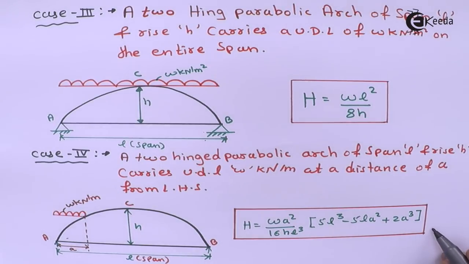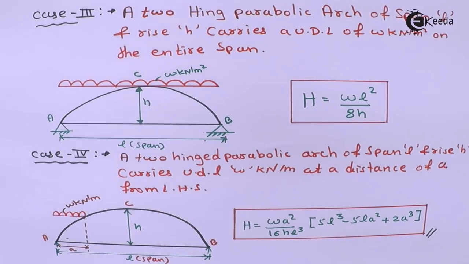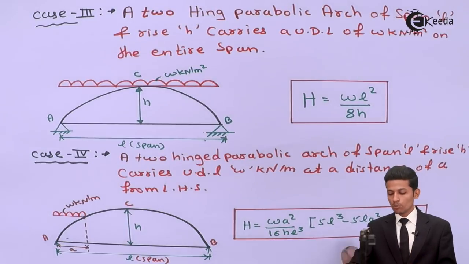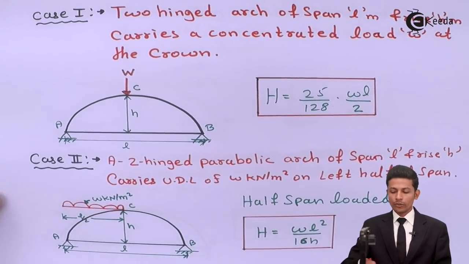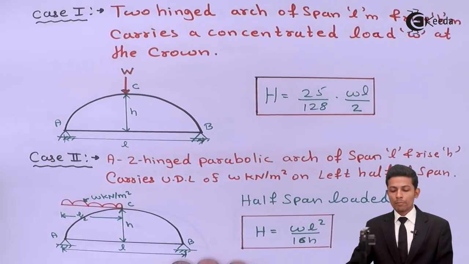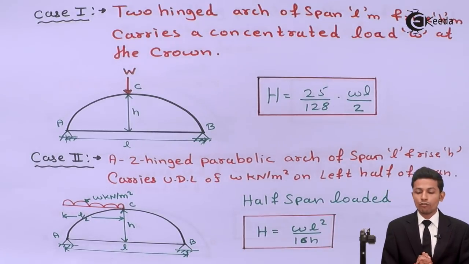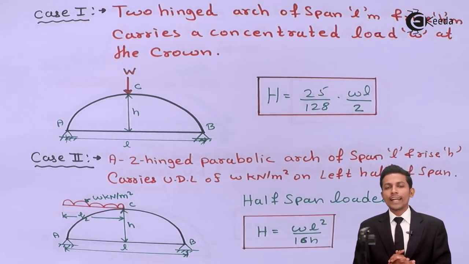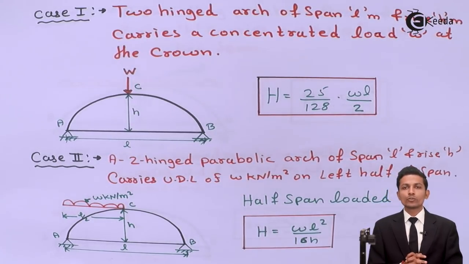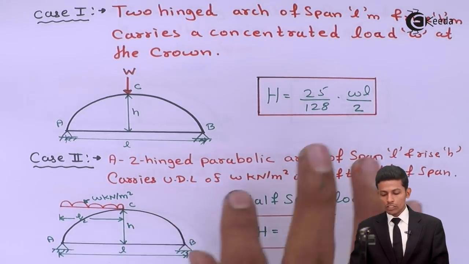This is a formula. It's not necessary to remember it, because you are finding h by the formula h is equal to integration of my dx upon integration of y square dx. So no need to remember these formulas; only for the check you can remember these three formulas: this is 1, 2 and this one is 3. There are many more cases, but in the exam we can't remember all these formulas. That's why we use the direct integration formula. So remember these three cases only.